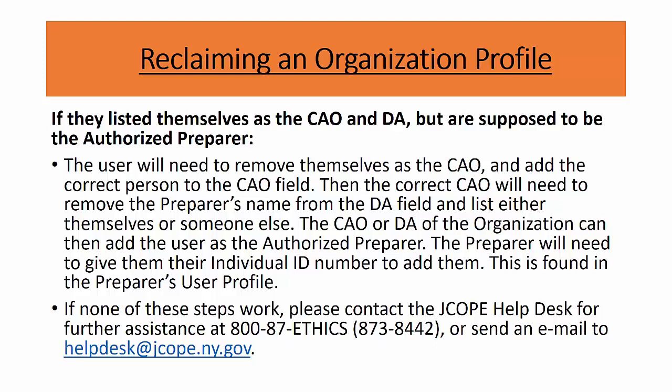If none of these steps work, please contact the JCOPE Help Desk for further assistance at 800-87-ETHICS or send an email to helpdesk@jcope.ny.gov. Congratulations! You now know the steps you need to take if your organization profile is accidentally claimed by an unaffiliated party.